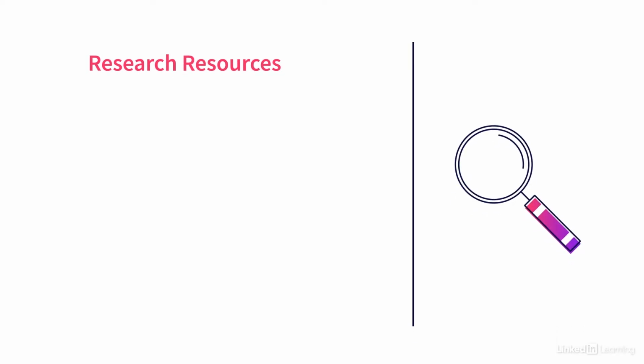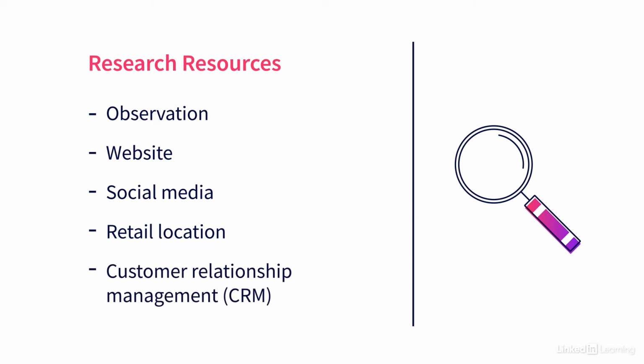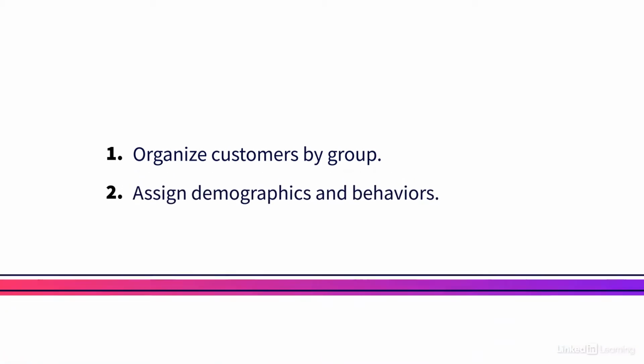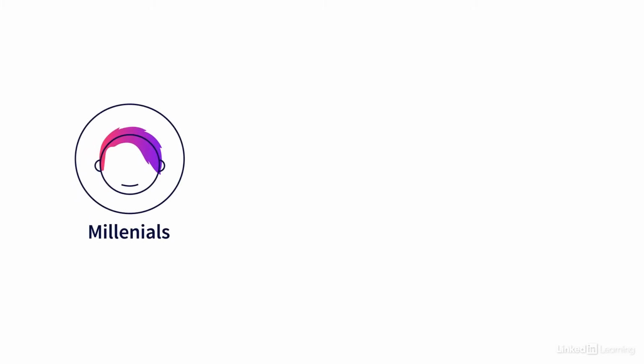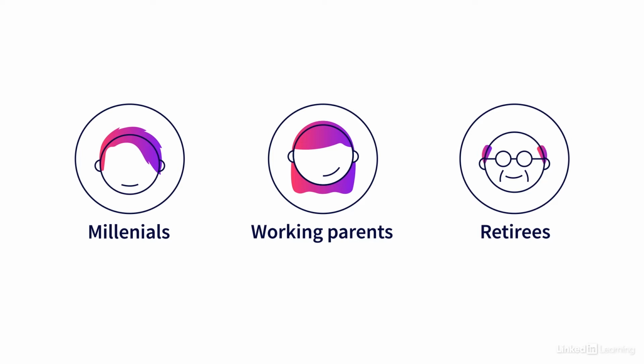This information about your customers can come from observations, reviewing existing analytics data from your website, social media, retail location, CRM, or other contact points, or even from conducting a survey or running a focus group. Start putting together your own personas by organizing your customers into different groups, then assigning demographics and behaviors that accurately define them. For example, a yoga studio might have 3 customer personas: college-age millennials, working parents, and retirees based on what time of day they participate in the studio's classes.